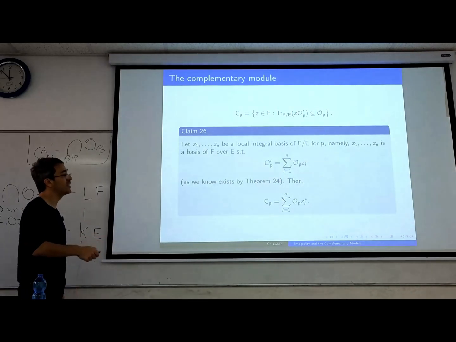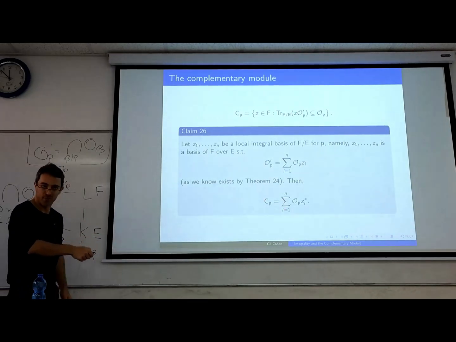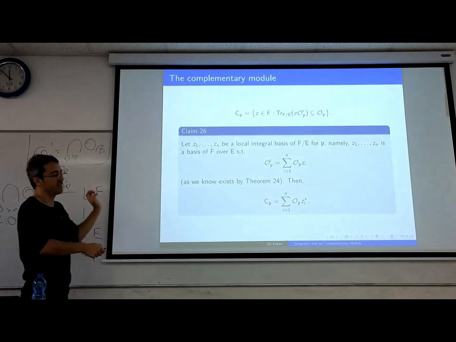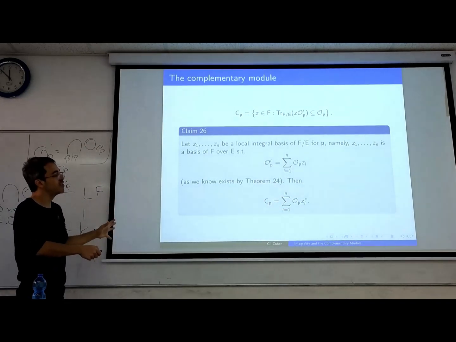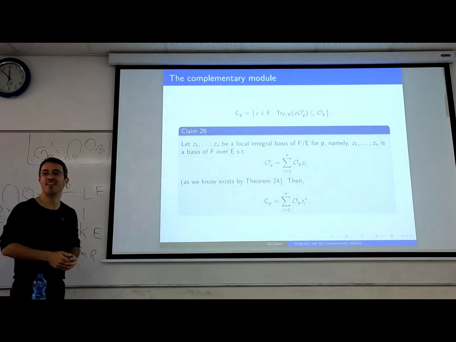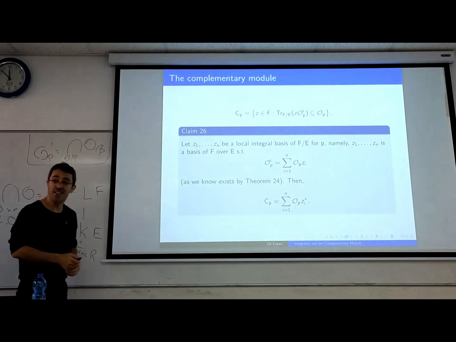Then what I'm claiming is that we understand exactly what the complementary module is, at least in terms of the dual basis. So the complementary module is obtained by linear combinations of the dual elements, the Z_i star, with scalars from O_P.